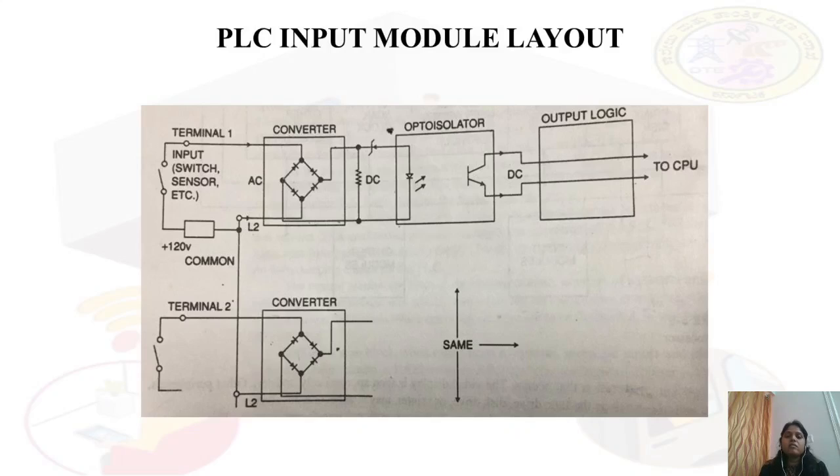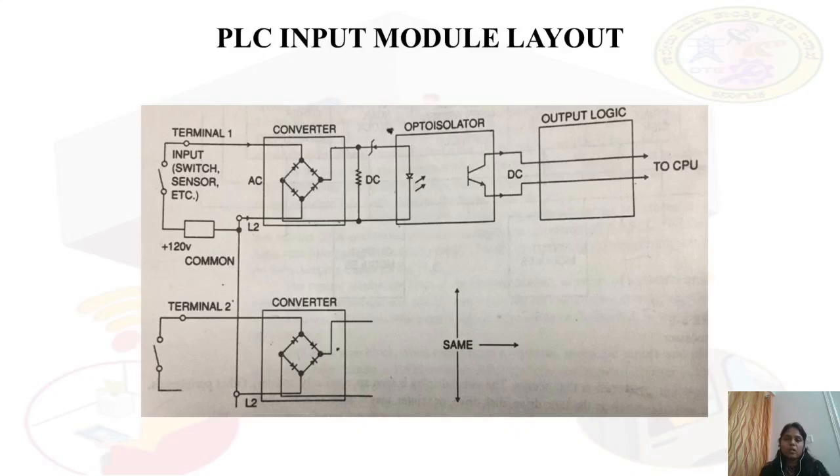See here, if there is any high voltage surge, it will not affect your CPU. Understood? That is why we are using the opto-isolator. After getting the output from the opto-isolator, we give it to your CPU. This is how it happens.